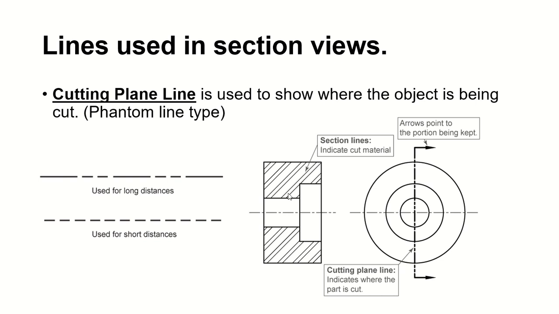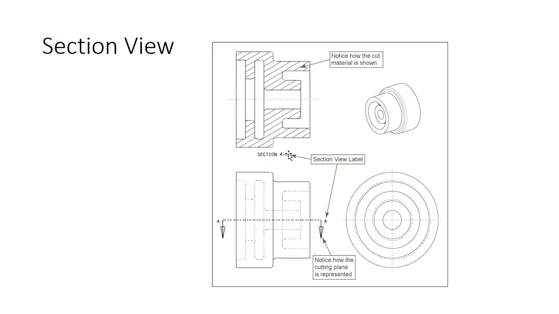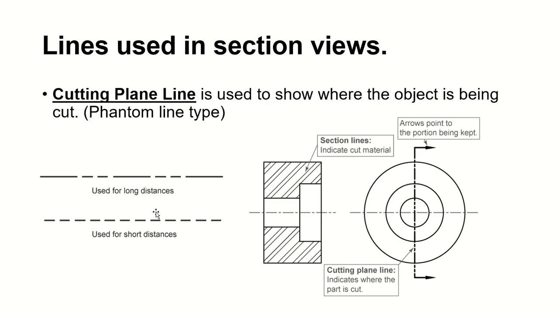Section lines, very slanted here, at an angle. They have different patterns. We have already seen the first one, see how different they are. So these section lines are going to indicate your cut material. This line, look at that. That's for long distances, so from here to here. And we use that where this part is cut.